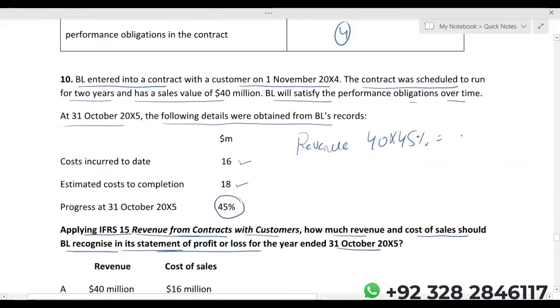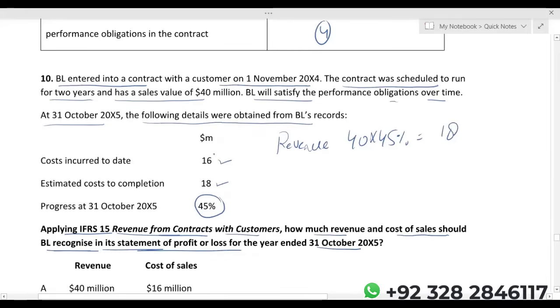I'm getting 18. Plus, we need to check also, is it a loss-making contract? I don't think so. If you add 16 plus 18, look at this. It's not a loss-making contract, it's a profitable contract. Because in case of a loss-making contract, we know that you have to recognize the entire loss immediately. It's a profitable contract, so obviously profit will be recognized over time.